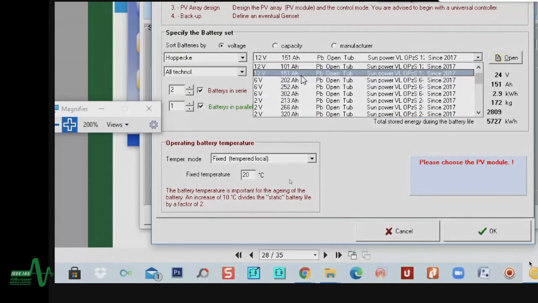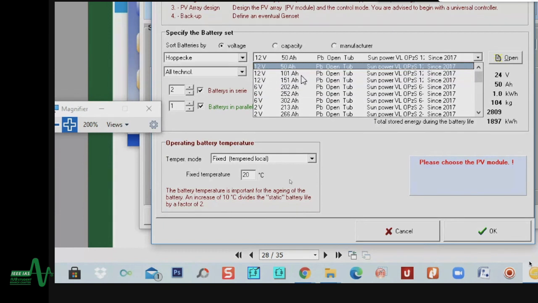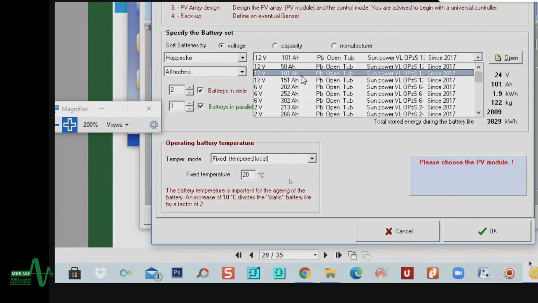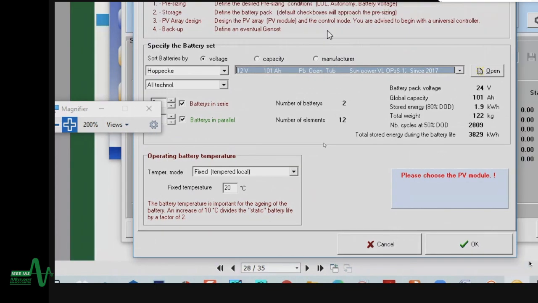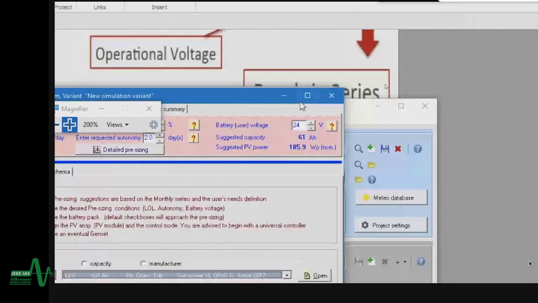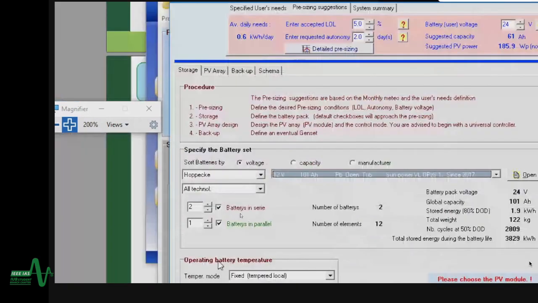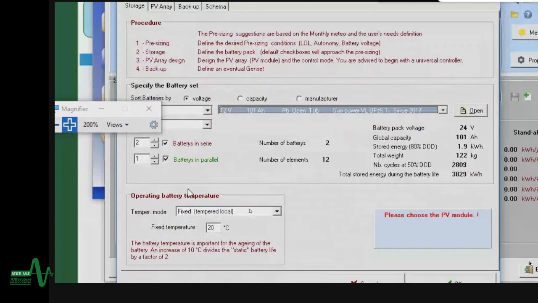So 2 volt is there, but not 12. So for 12 volt, we are getting 100, 150 ampere hour available in here. So let's choose 100 ampere hour because I have no other option. If I choose the Hoppecke model, it also shows the same exact result, that two batteries in series are required. Of course, it will be because it's 12 volt. The operational voltage is 24, so two batteries are required in series. So fine. Temperature mode, fixed temperature. We are actually considering fixed temperature 20 degrees Celsius. So keep it up.